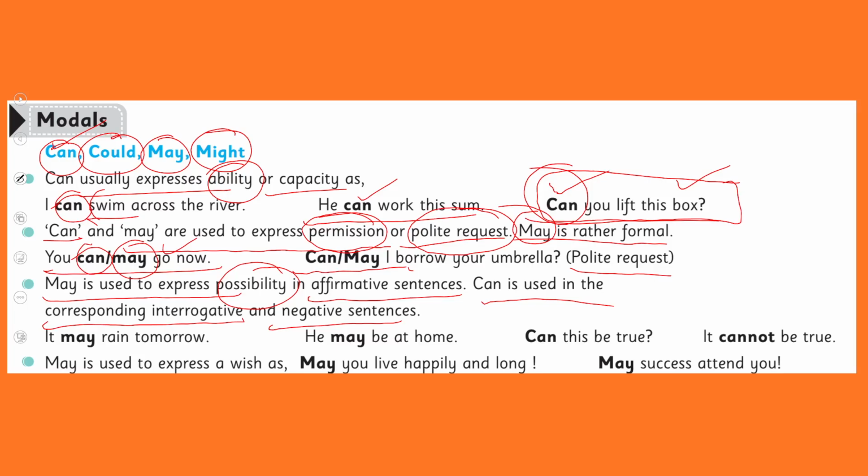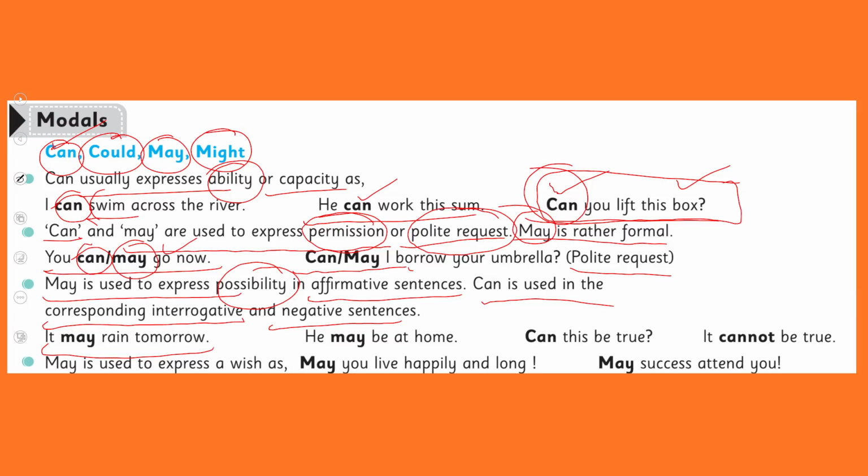Let's learn with some examples. It may rain tomorrow. It means that I'm not sure, but it may rain. It shows possibility of raining. So when you're not sure whether it will rain tomorrow or not, you can just say it may rain tomorrow.